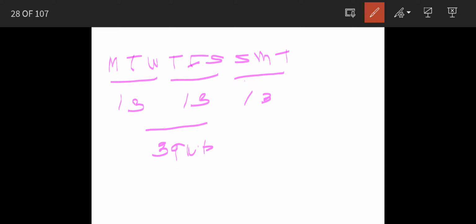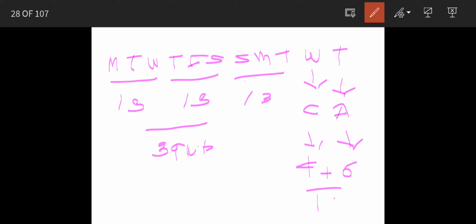So on Wednesday, who is working? C is working, and C will do how much work? 4 units. Then on Thursday, who will come? A will work, and A's efficiency is 6 units. So total 4 plus 6, 10. So that means 39 units here, and then these 10 units. So the work will be over on Thursday.